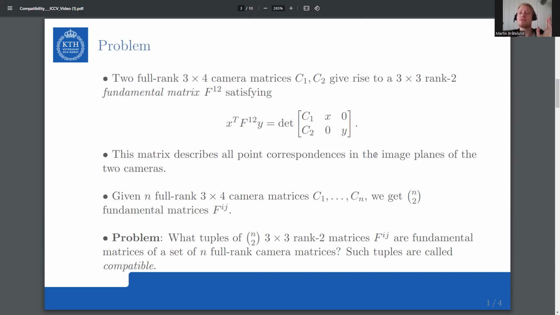Given a set of n cameras, you get n choose two fundamental matrices. Now, you can take any 3x3 rank 2 matrix, any fundamental matrix, and you can always find two cameras for which it is the fundamental matrix. However, if you take a larger set of fundamental matrices, they might not come from some set of real cameras in space. If they do, they are called compatible. The goal of our paper is to give explicit conditions for fundamental matrices to be compatible.